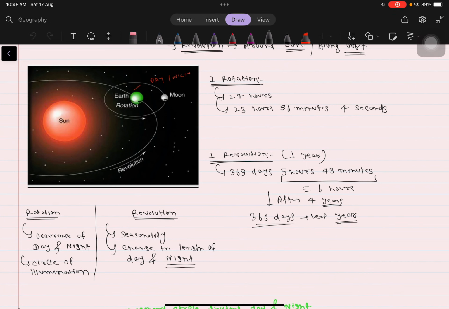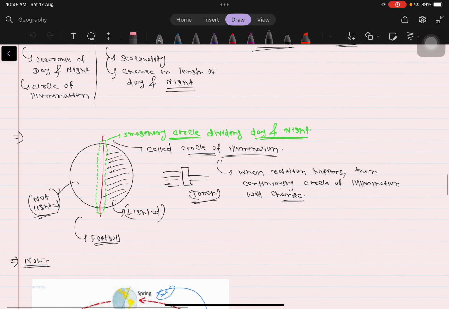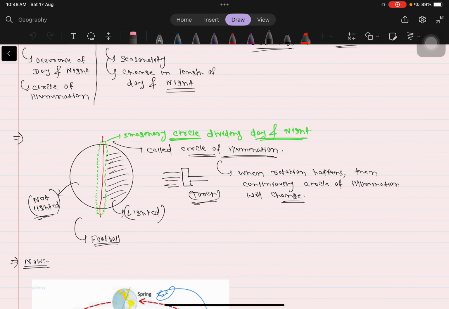So after this, the revolution and seasonality and the change in length of day and night depend on the revolution. So now let's discuss the concept of circle of illumination.